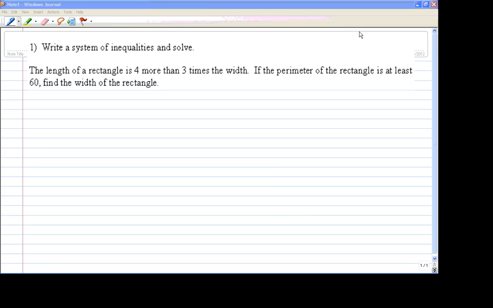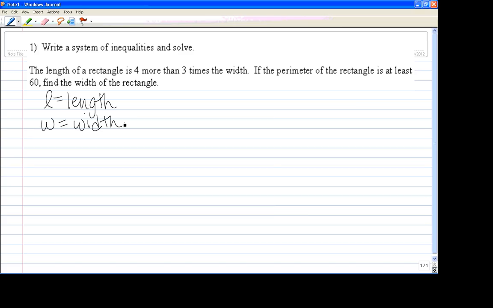Number 1, write a system of inequalities and solve. The length of a rectangle is 4 more than 3 times the width. If the perimeter of the rectangle is at least 60, find the width of the rectangle. Okay, so as always, I like for us to define the variables. So it makes sense to choose L is for the length and W is for the width.